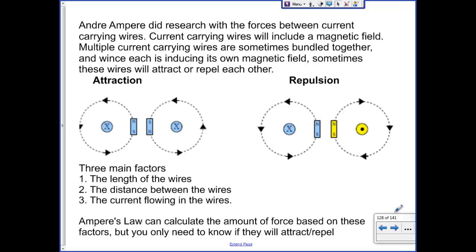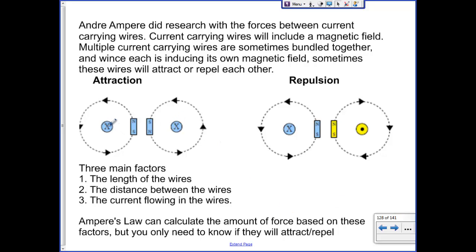So, one guy I want you to know about, Ampere, which we actually named current after, because we measure current in amps. He discovered that if you have multiple wires sitting next to each other, and there's current running through them, they're either going to attract each other or repel each other. And I've got a diagram here that'll hopefully make sense.